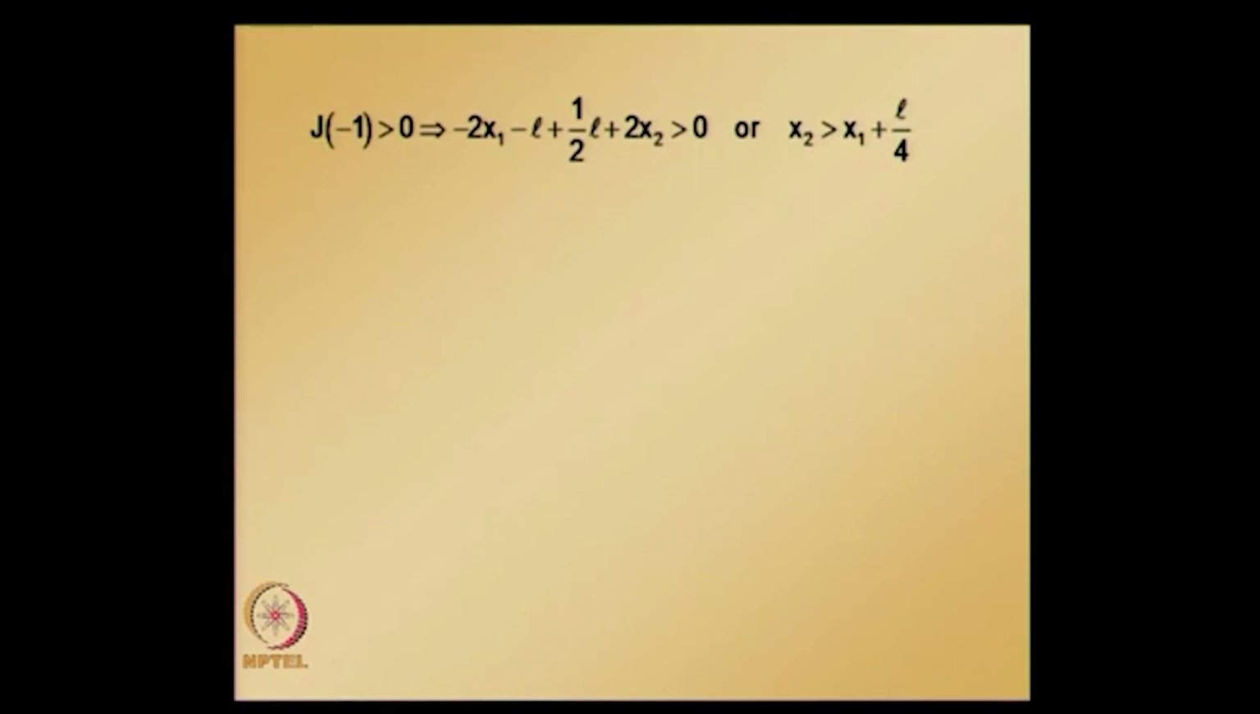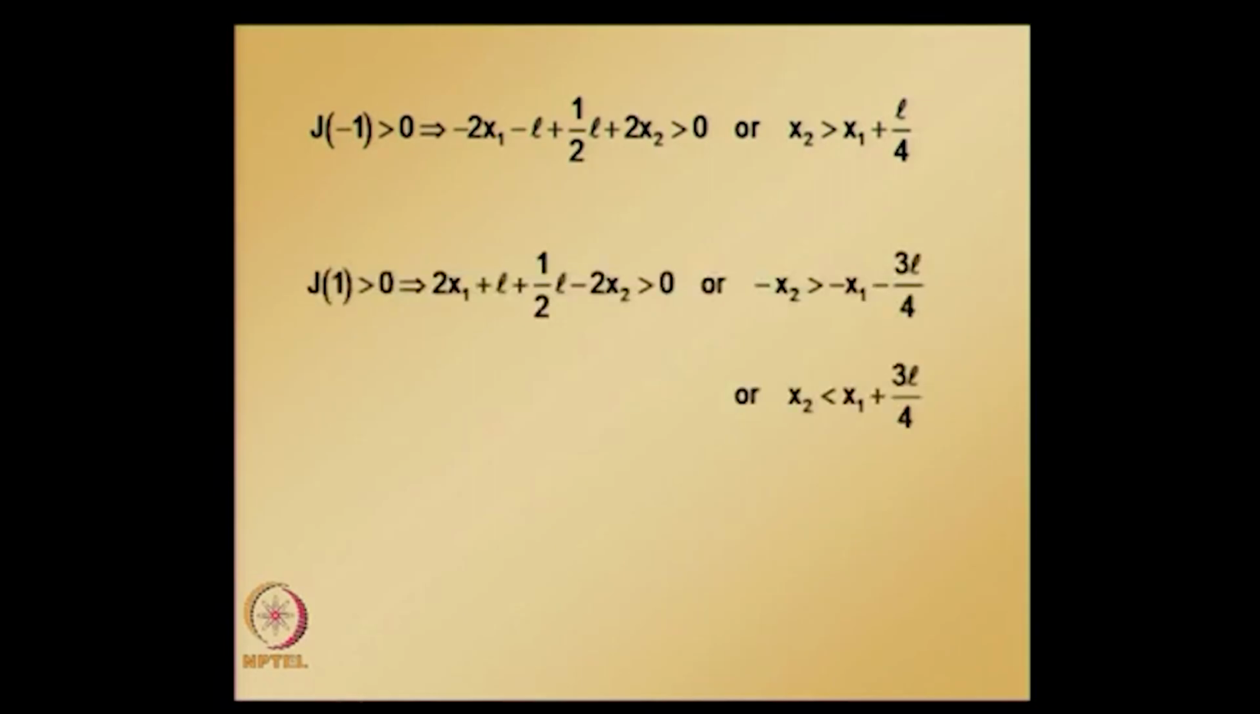Substituting the condition that J evaluated at s equal to minus 1 should be greater than 0, after simplification we get x2 should be greater than x1 plus L over 4. The other condition is J evaluated at s equal to 1 should also be greater than 0, and applying this condition and simplifying we get that x2 should be less than x1 plus 3L over 4. So the middle node, that is x2, should satisfy these conditions.